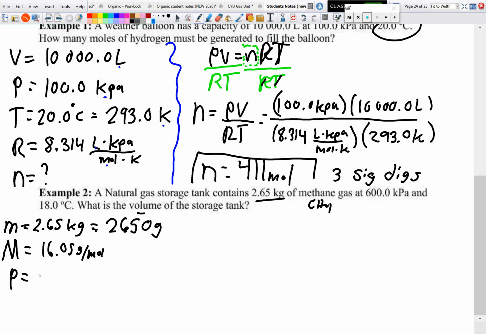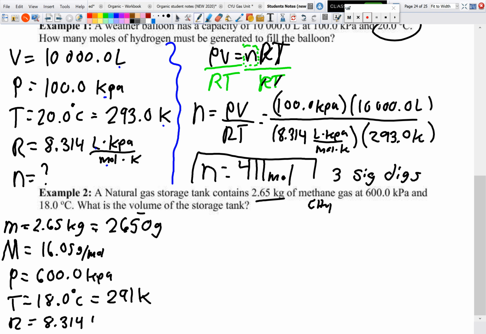Now we have P is equal to 600.0 kPa. Temperature is 18.0 degrees Celsius, which we're going to convert into Kelvin by adding 273, and we get 291 Kelvin. R is equal to 8.314 liters kilopascals over moles Kelvin. And that is basically all of our information from the question. Now we will notice we will need to use the ideal gas law, PV equals nRT, and we don't have n. Now n, the number of moles, is hiding within our mass.